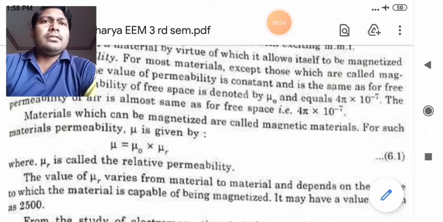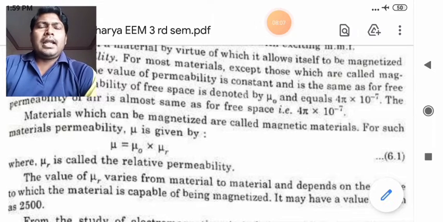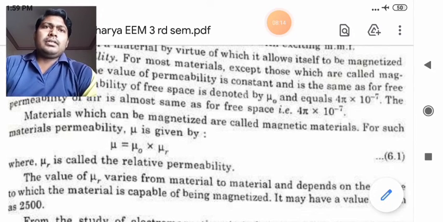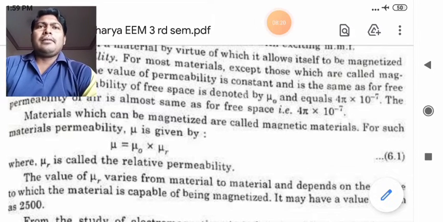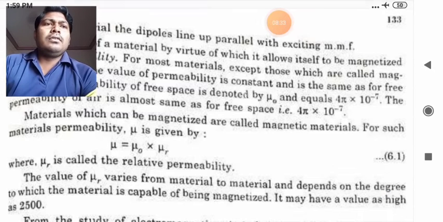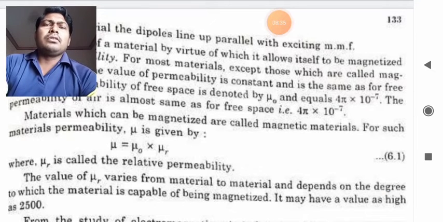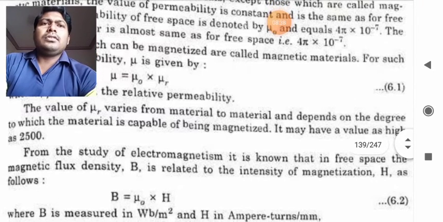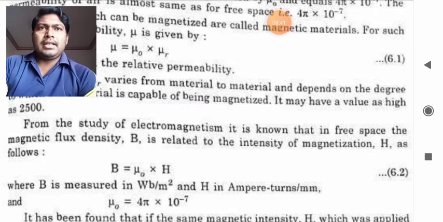The mu r is known as the relative permeability, and its value varies from material to material. Suppose there are two different materials, then mu r will be different. It will depend upon the type of material and on whether the material is capable of being magnetized. It may have a value as high as around 2500. That is just a number to indicate that it can be much higher also.